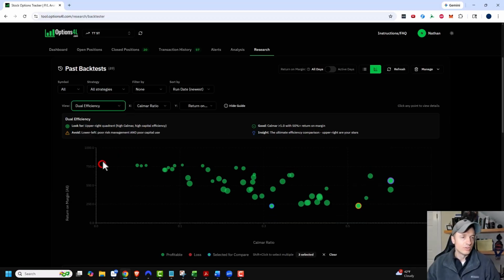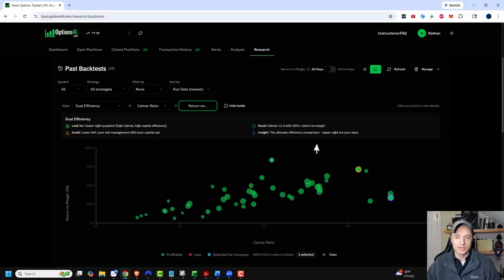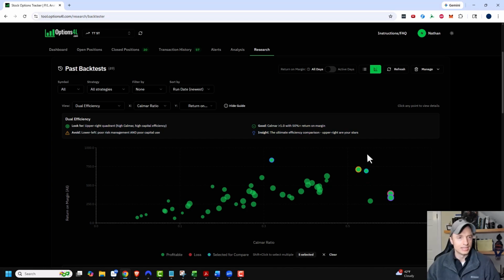Moving on, we got dual efficiency, which is the Calmar ratio versus the return on margin. And we're looking for the upper right quadrant, high Calmar, high capital efficiency, and maybe this one. And we'll select them. We'll see what this shows us.